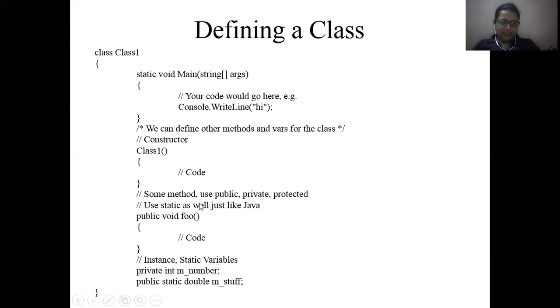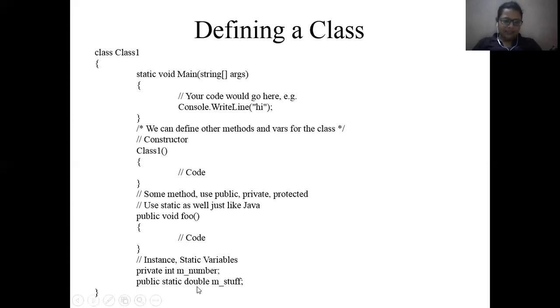Next, use static as well, just like Java. Public void fwo. Here I specify another class name, public void fwo, and then code. Now instance static variable. Here we specify an instance static variable. For example, we want to specify private integer m_number. Here I want to specify some numbers, so I can specify any parameters.